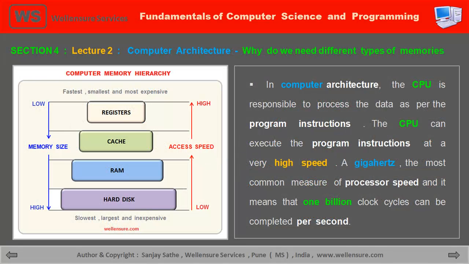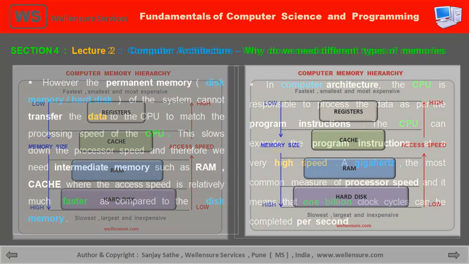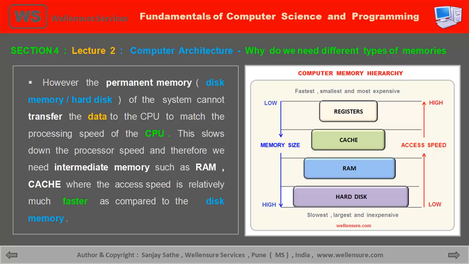In computer architecture, the CPU is responsible for processing the data as per the program instructions. The CPU can execute program instructions at a very high speed. A gigahertz, which is the most common measure of processor speed, means that 1 billion clock cycles can be completed per second. The CPU can process the data at a very high speed.